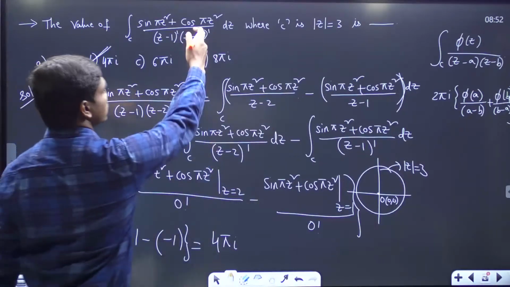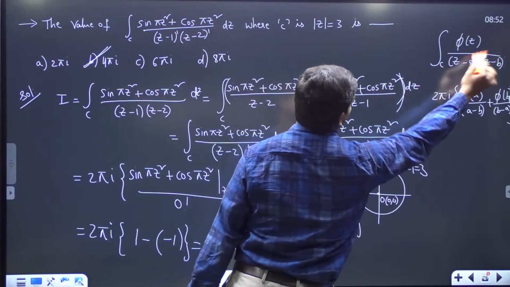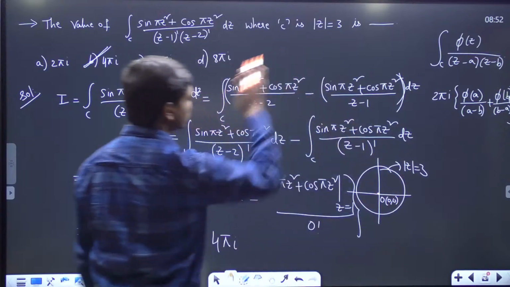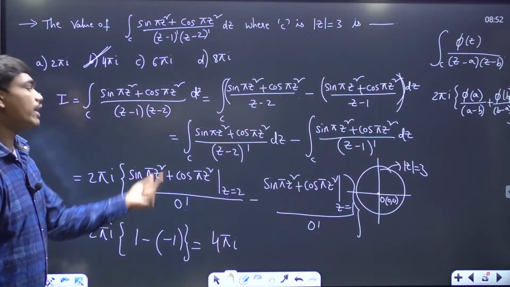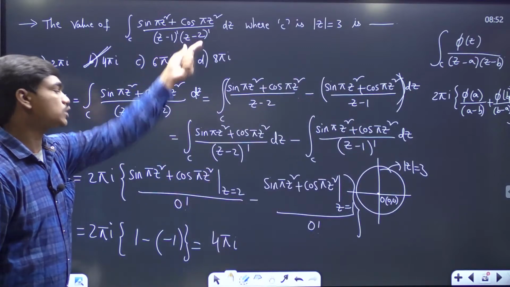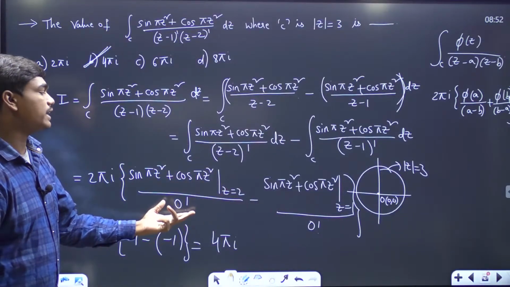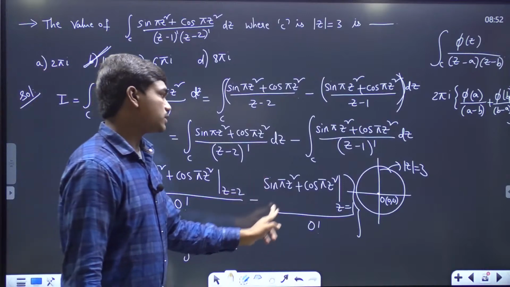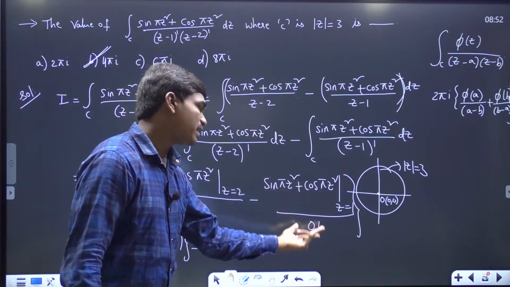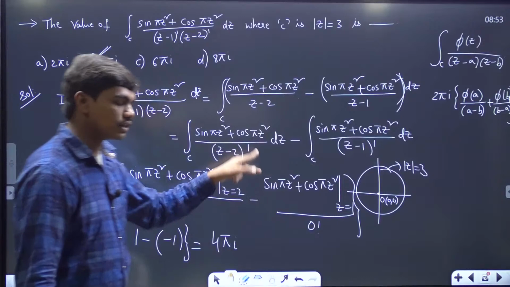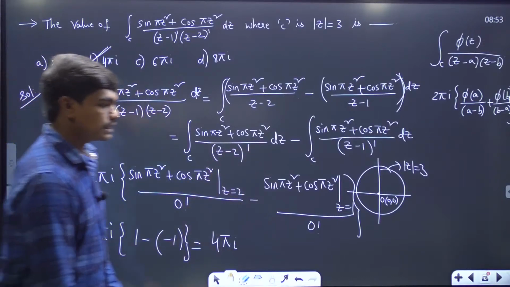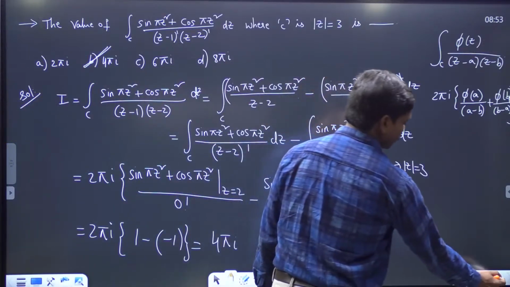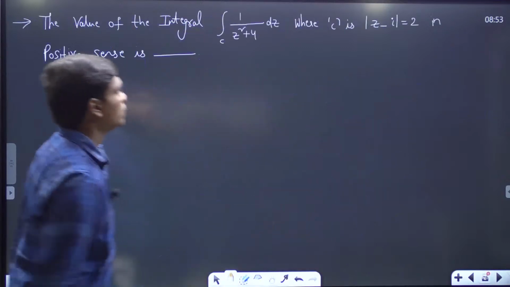So if you have this power 1 in both the terms, the answer is this. If you want, you can check: 2 pi i into phi of a. If you take one point as 2, phi of 2 divided by a minus b. And if you see, 2 minus 1 is 1, that's what you have, plus phi of b into b minus a. And b minus a is 1 minus 2, that's why this minus came here. This is the answer, straight away. Okay, so please try this question, all of you.